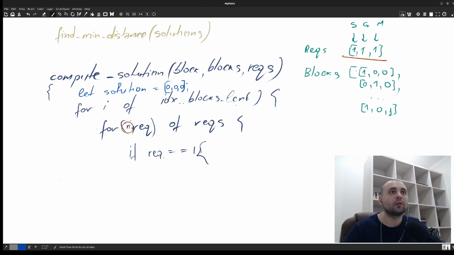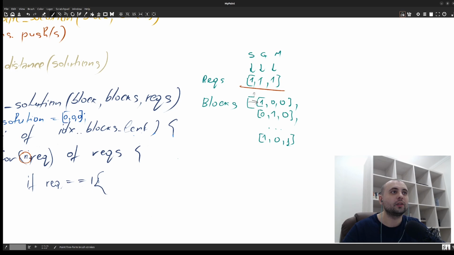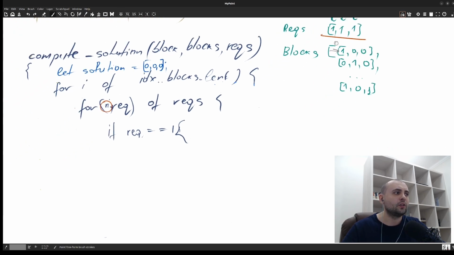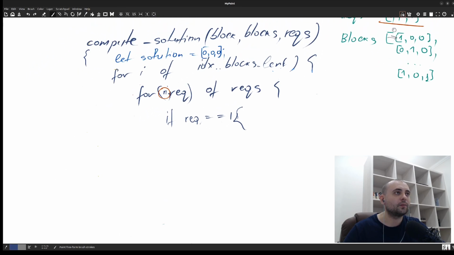Because, for example, we are here at block 0. So let's look into this side. So this will be the block 0, and this on the top will be the requirement indexes. So requirement index at 0, requirement index at 1, requirement index at 2. So in our case, we can do the following stuff. So we have the solution at requirement. Actually, let's not do it like this.